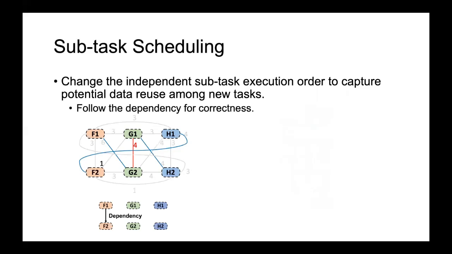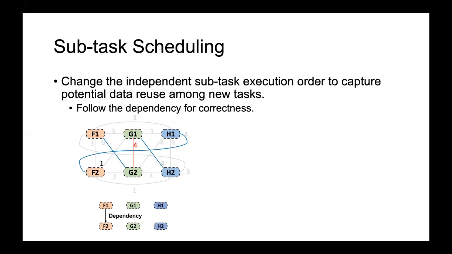The last step we do is subtask scheduling. In this step, we try to reorganize, or change the order of, independent subtasks to capture the potential data reuse among the newly generated tasks. For example, in this figure, the blue line represents the newly generated tasks. F1, G2 are the first task, G1, H2 are the second, H1 and F2 are the third. It is to be noted that there is also a significant reuse between G1 and G2, which is highlighted using the red color here.